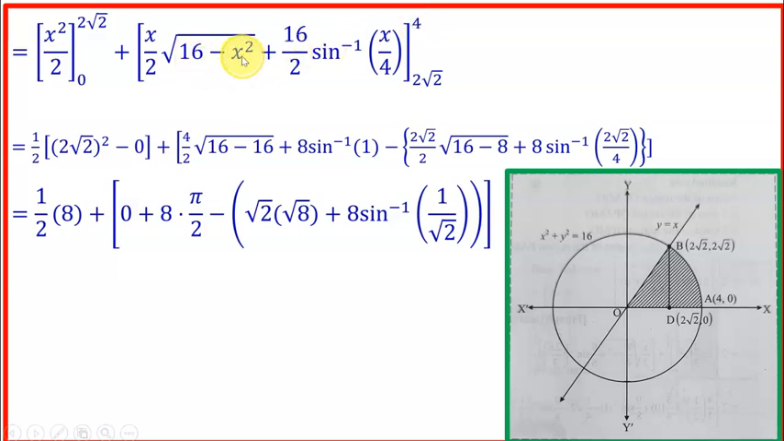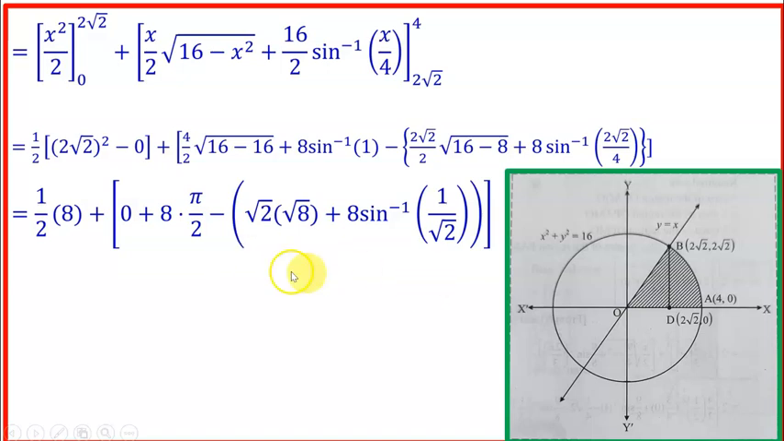That is 16 minus 4 square means 16 minus 16, which becomes 0 here. Next is 8, that is 16 upon 2 means 8. If we replace x by 4, then 4 upon 4 means sine inverse of 1. This is the first part. Now replace the lower limit, with a minus: replace x by 2 root 2. That is 2 root 2 upon 2 root of 16 minus 2 root 2 square, which means 8, plus again 16 upon 2 means 8, sine inverse of 2 root 2 upon 4.